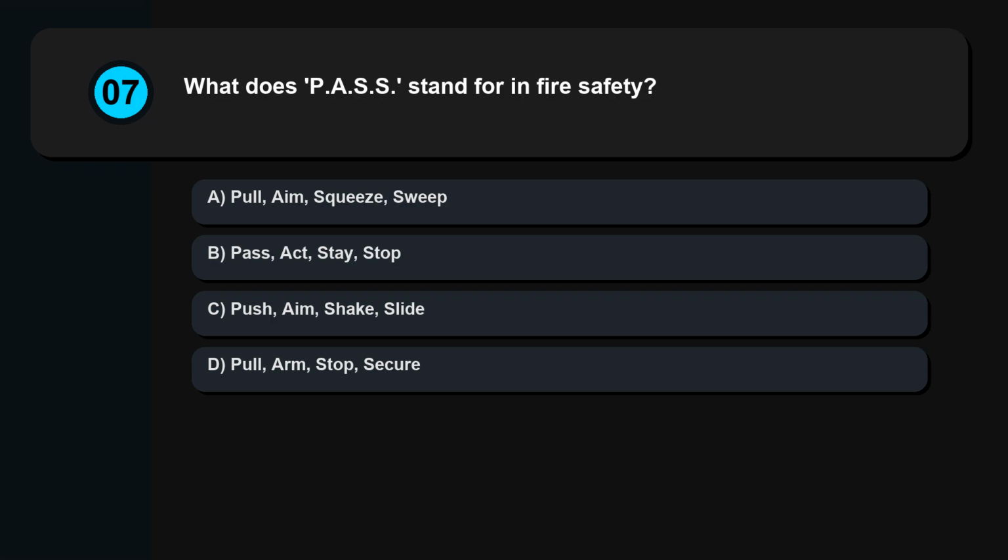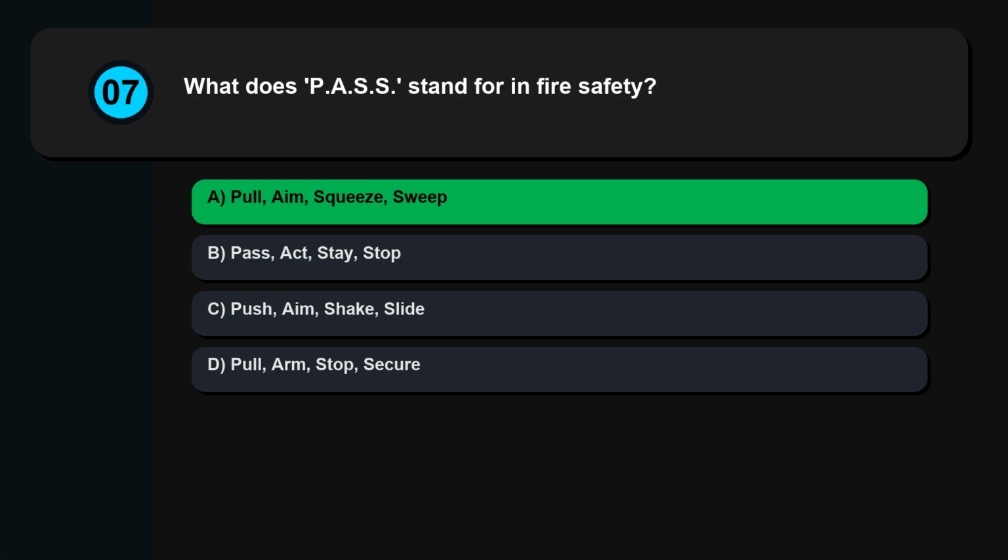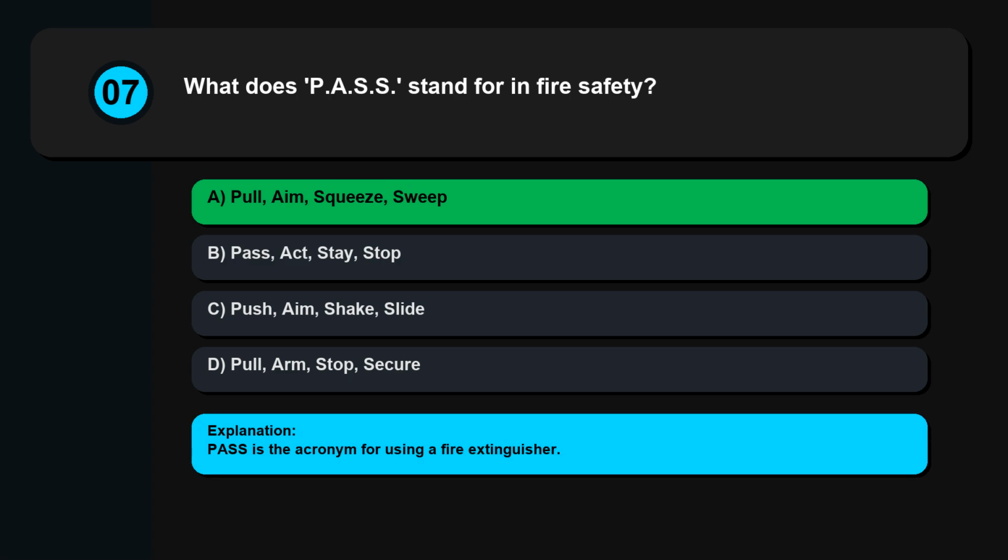Question 7. What does PASS stand for in fire safety? Pull, aim, squeeze, sweep, pass, act, stay, stop, push, aim, shake, slide, pull, arm, stop, secure. PASS is the acronym for using a fire extinguisher.